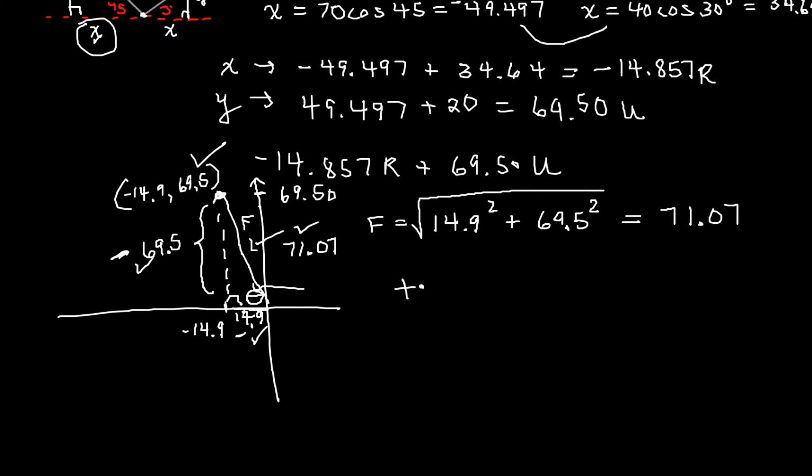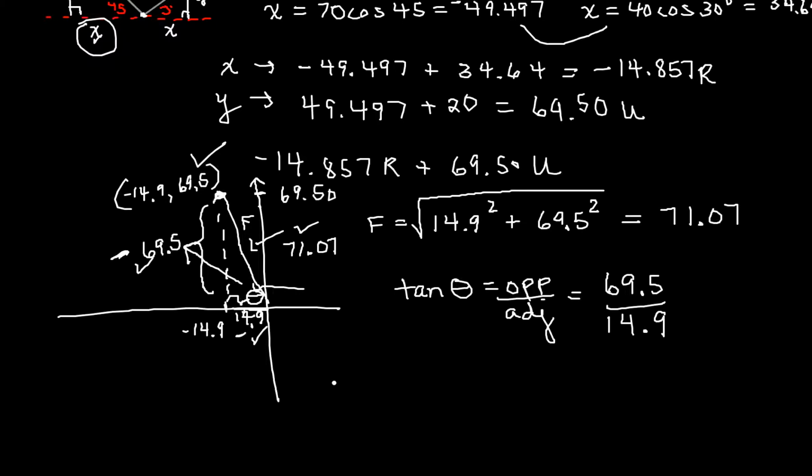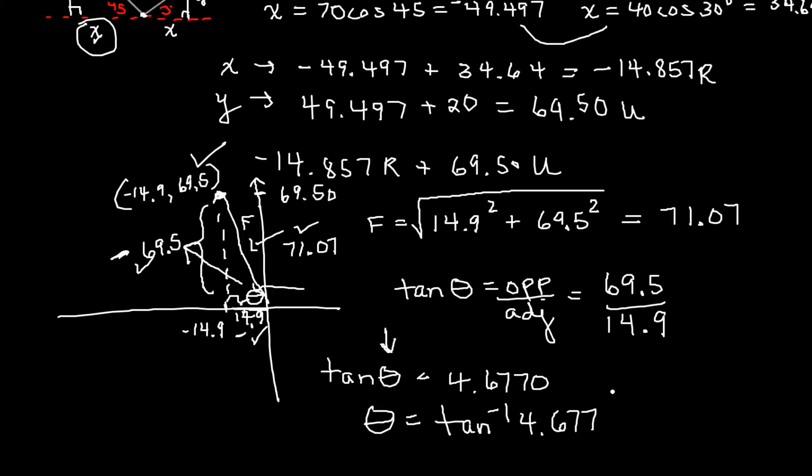And tangent of theta is equal to opposite over adjacent. So let's look at this. Tangent of theta, the opposite, there's the opposite, is 69.5. The adjacent to the angle, the one right beside it, is 14.9. So we pop that in our calculator and we get tangent of theta equals 4.6770. Now what we want is theta. So to get theta, we would say theta equals the inverse tangent of 4.677. And when we put that in your calculator, you get 77.93 degrees. And we can finally write our answer.